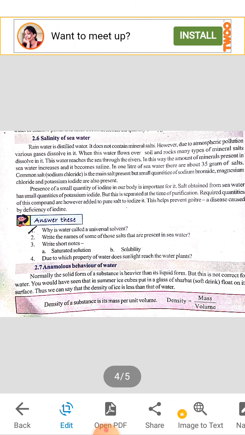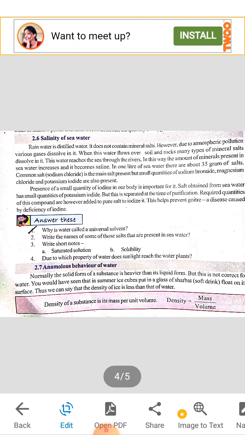In 1 liter of seawater, there are about 35 grams of salts. Common salt, sodium chloride, whatever we eat, is the main salt present, but small amounts of sodium bromide, magnesium chloride and potassium iodide are also present.